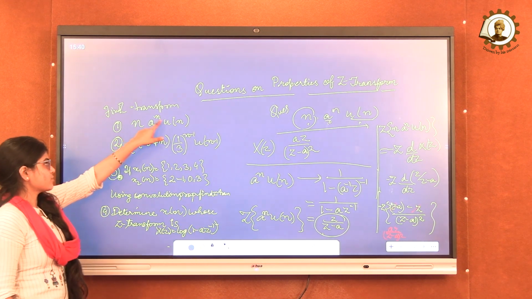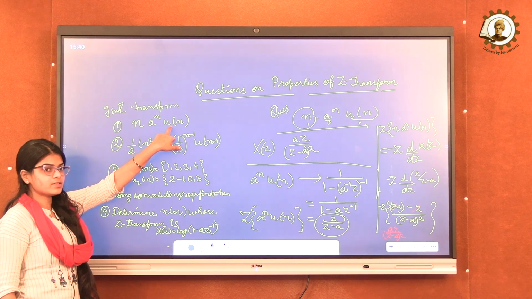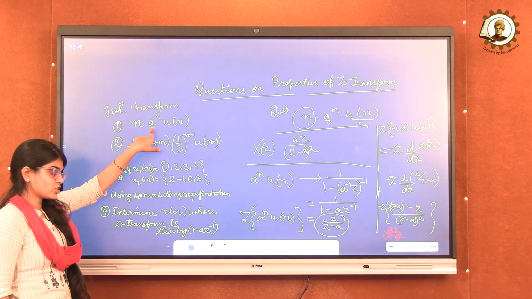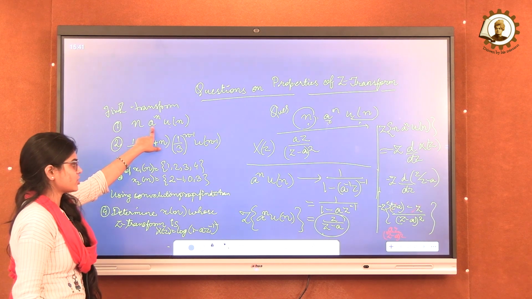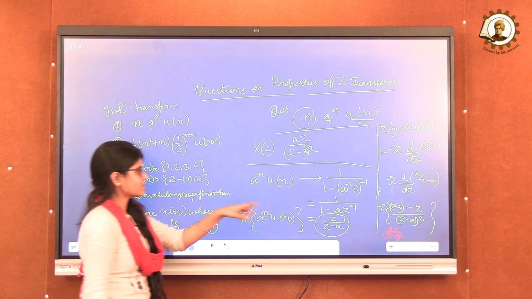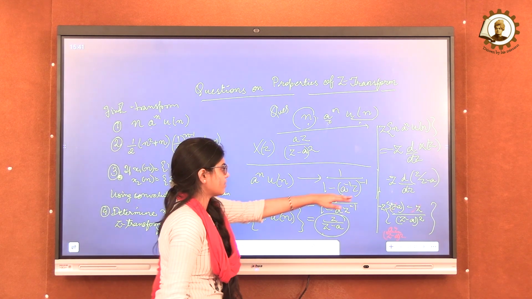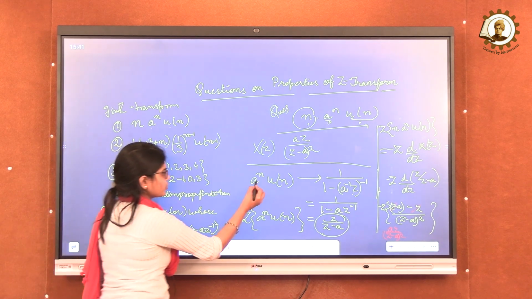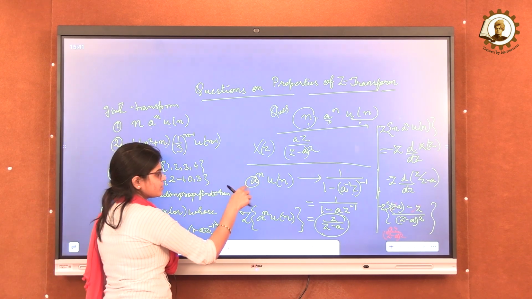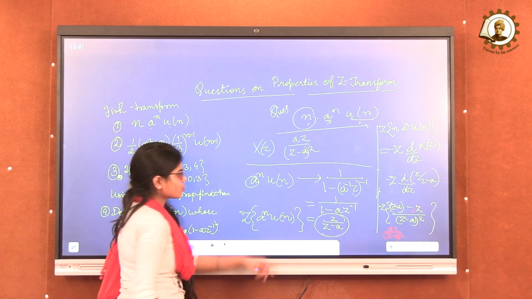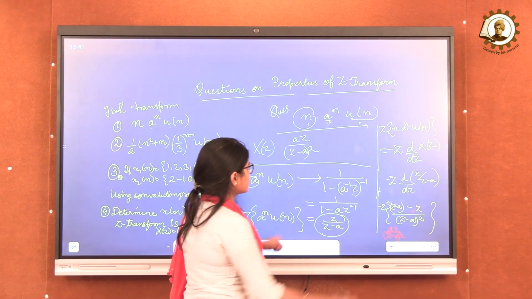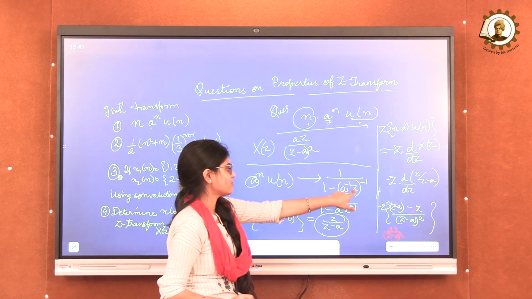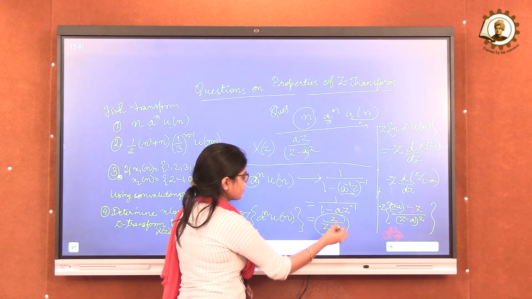n into a raised to the power n u[n]. First we found out the z transform of u[n]. Then we are multiplying it by an exponential sequence. When you multiply with the exponential sequence, the property says that wherever there is z, it will be replaced by a inverse z. Whatever the base is over here, it will be raised to the power of minus 1. So we replace z with a inverse z, and then we have re-simplified it.